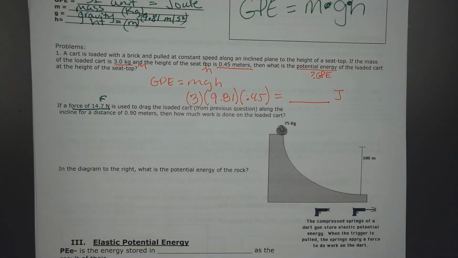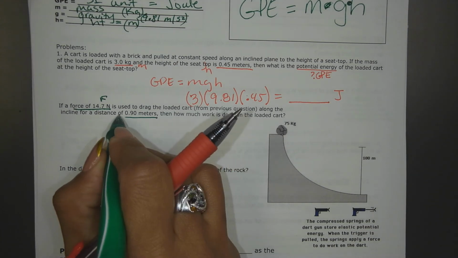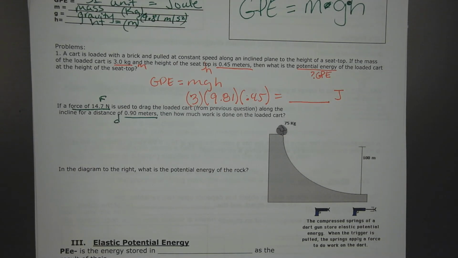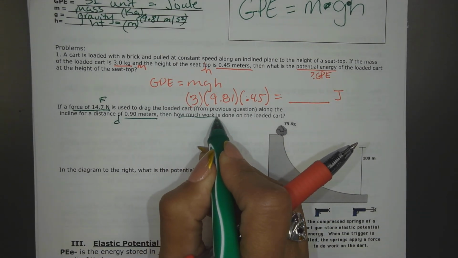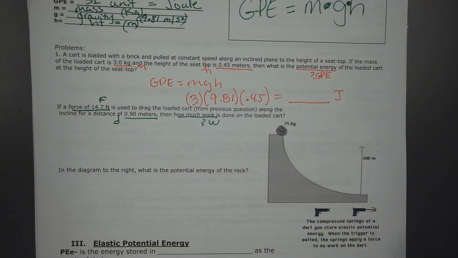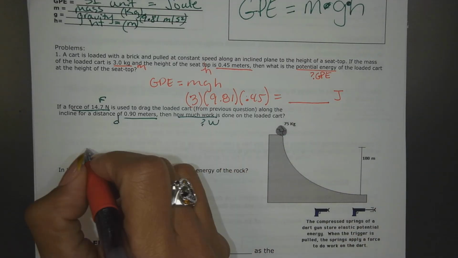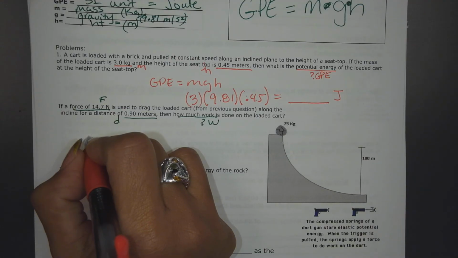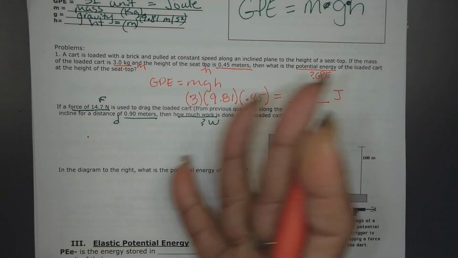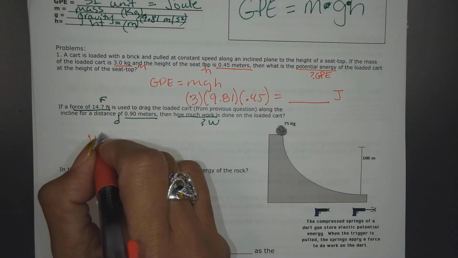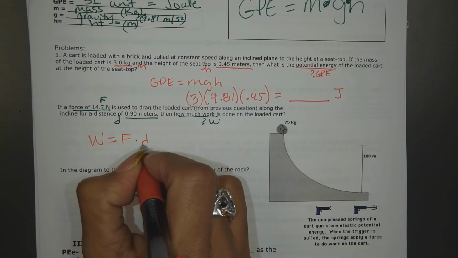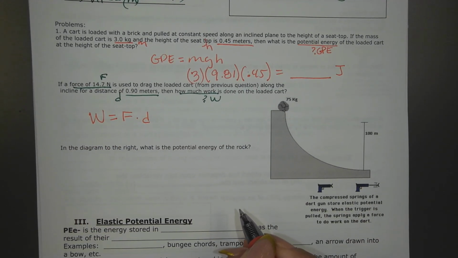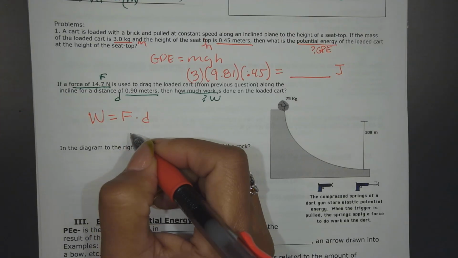capital F for force, is 14.7 newtons, is used to drag a load along an inclined plane at the distance of 0.9 meters, then how much work, W, was done? Well, if I recall, because that was last unit, and everything kind of starts to build on each other, work equals force times distance, if you recall that. We're looking for the work, and thank goodness they gave me the force.